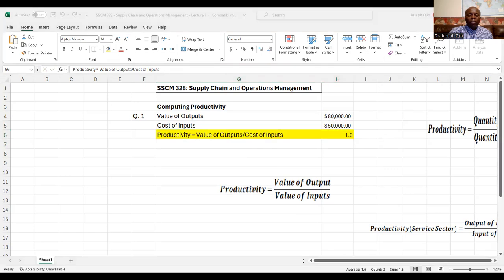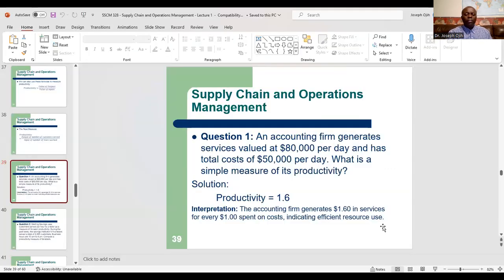It means that the accounting firm generates $1.60 in services for every $1 that they spent on costs. This indicates that they use their resources efficiently, because 1.6 is, of course, bigger than 1. You see, so that's what it means. And this is the simplest way to calculate productivity. Let's do another example, a little variation of this, a little more challenging.